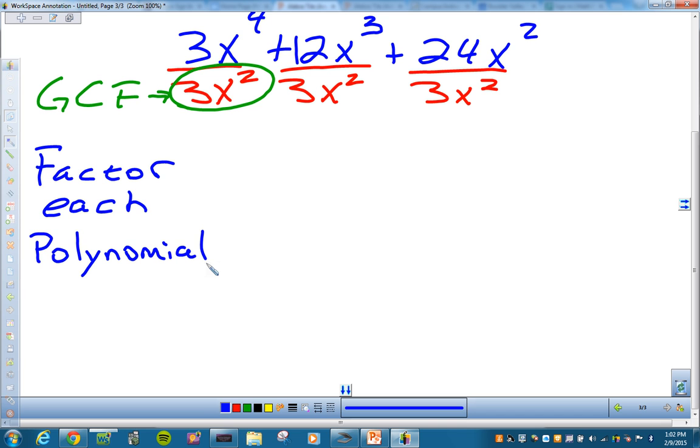What is it? A term is separated by plus and minus. So 3x to the fourth is a term, 12x cubed is a term, and 24x squared would be a term. That would be a trinomial, exactly. Anyone remember what the fourth is called? I told you fourth term, but the actual name, Emma? Quartus. Okay. Right. There you go.